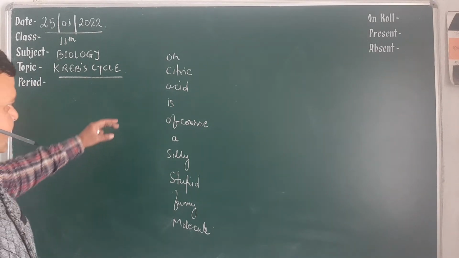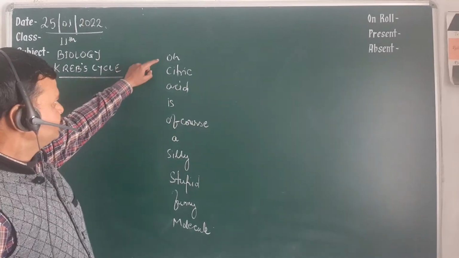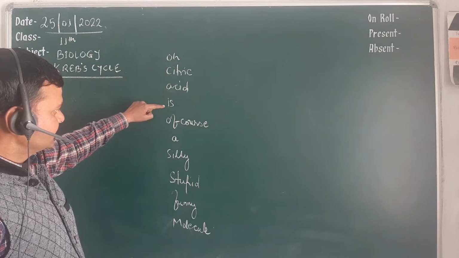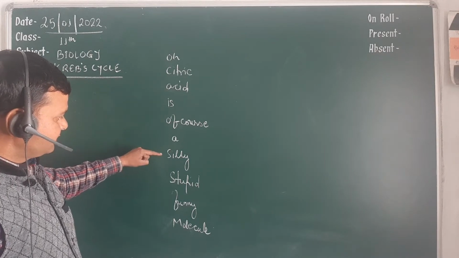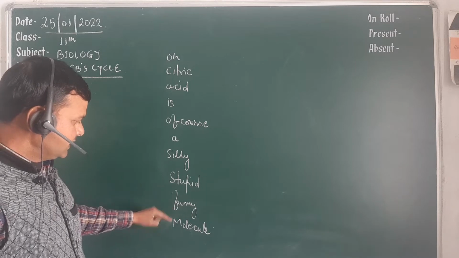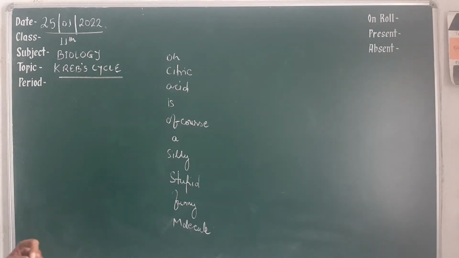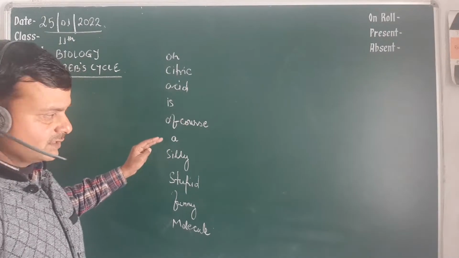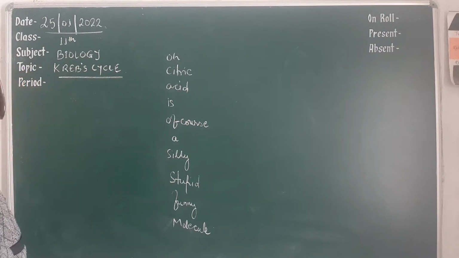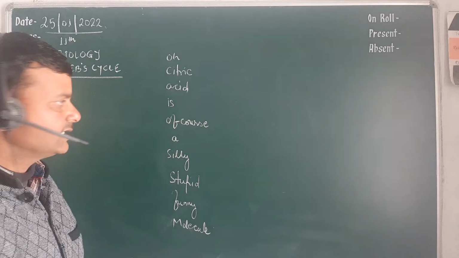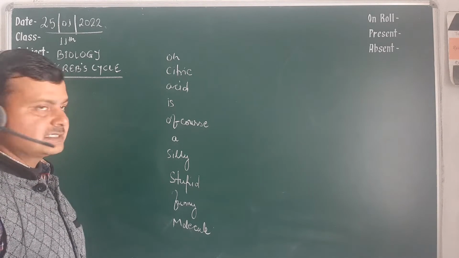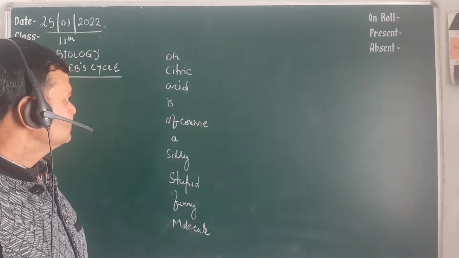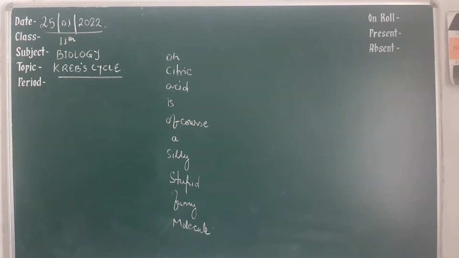Now, from this sentence, what we have to do is pick the first alphabet of the sentence. And each and every first alphabet is going to help us to memorize the names of the 10 compounds which will be formed during the process of this citric acid cycle. You know why? The tricarboxylic acid cycle, as discovered by Mr. Hans Krebs, is called Krebs cycle.